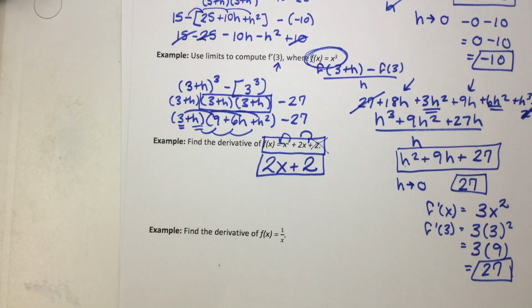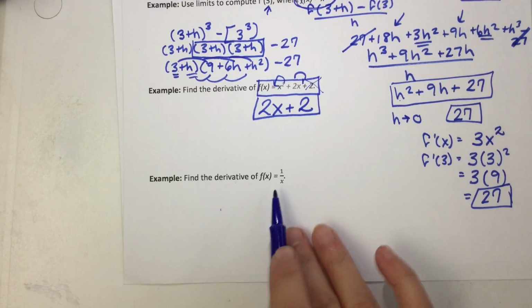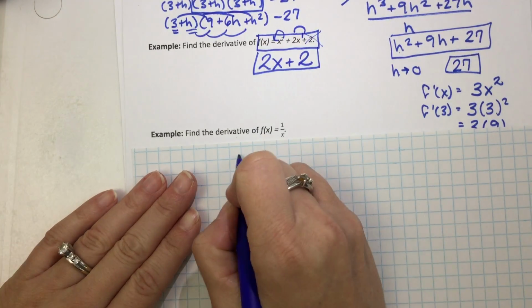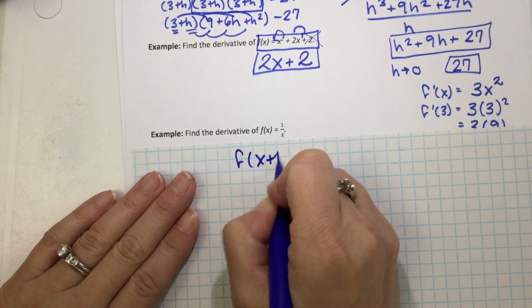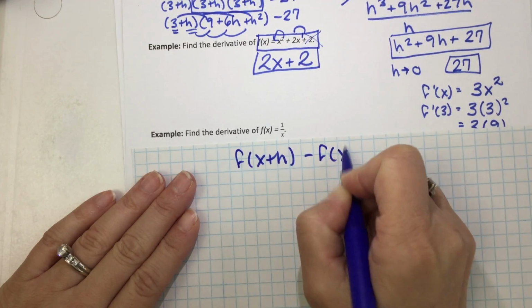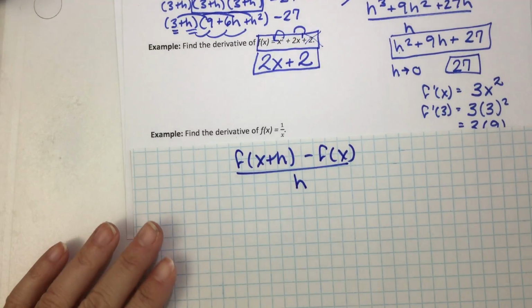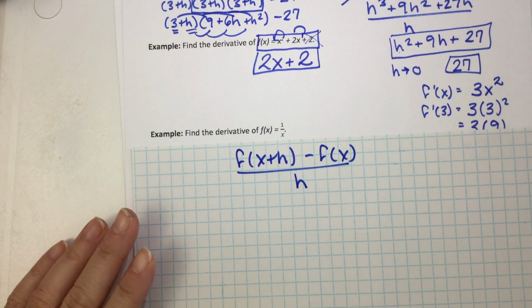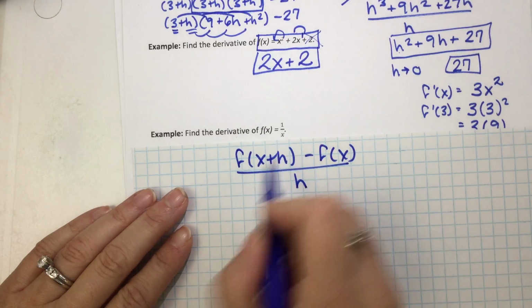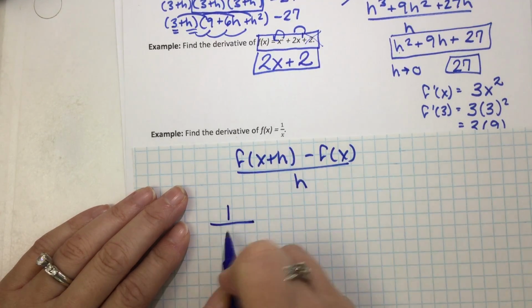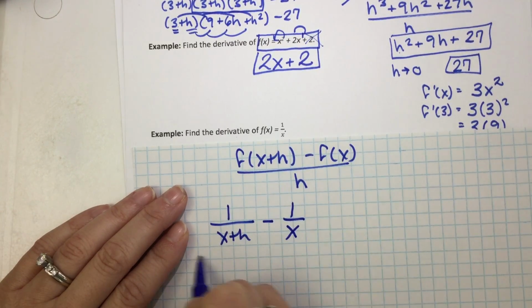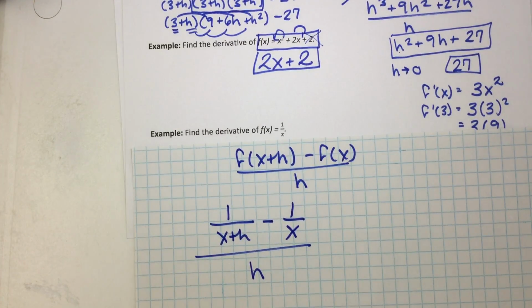Okay, let's do one more. And again, today is all about stepping it up. So check out this beast. If I want to find the derivative of this, it's f of x plus h minus f of x over h. If you're finding a derivative, that's when it's x's. If you're finding a limit, that's when x is going to be a numerical value. So step 1, 1 over x is really 1 over x plus h, minus the original, which is 1 over x, and that's over h.